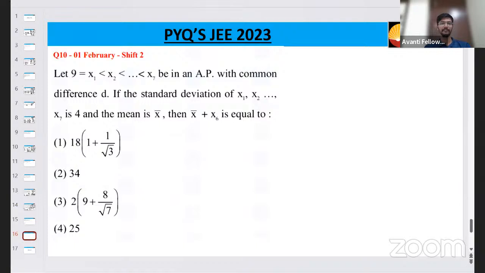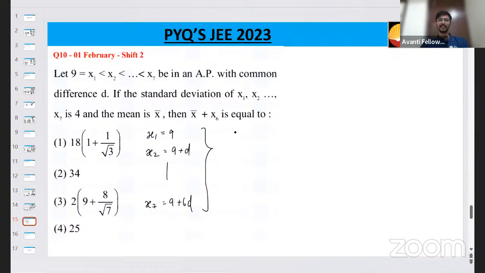Yeah. Please read the question, guys. Let it be in AP. So x1 is 9. x2 will be 9 plus D, and so on. x7 will be 9 plus 6D. Now we know that this AP will be same as 0, D, 2D, up to 6D for ease of calculation, guys. Right? So mean is x bar.